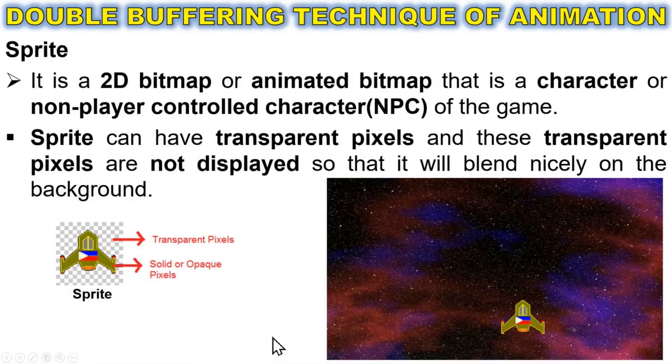A sprite is a two-dimensional bitmap or animated bitmap that is a character or non-player controlled character of the game. A sprite can have transparent pixels, and these transparent pixels are not displayed so that it will blend nicely on the background. For example, this sprite has transparent pixels. If we place this sprite on this background, then it looks nice. It blends because the sprite has no background.